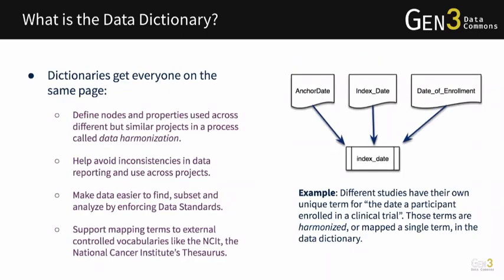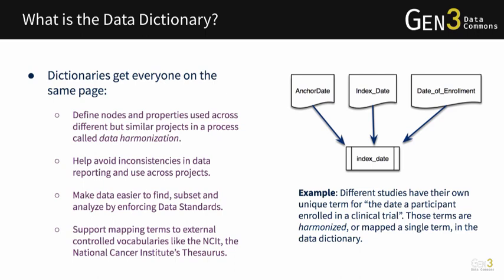So what's the purpose of a data dictionary? They get everyone on the same page. The data dictionary defines nodes and properties used across different but similar projects in a process that we call data harmonization. The data dictionary helps avoid inconsistencies in data reporting and use across projects. They make finding data easier, subsetting and analysis easier by enforcing data standards, and they support mapping terms to external controlled vocabularies, like the NCIT or the National Cancer Institute's thesaurus.